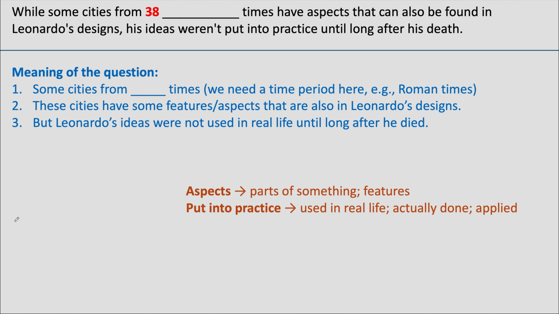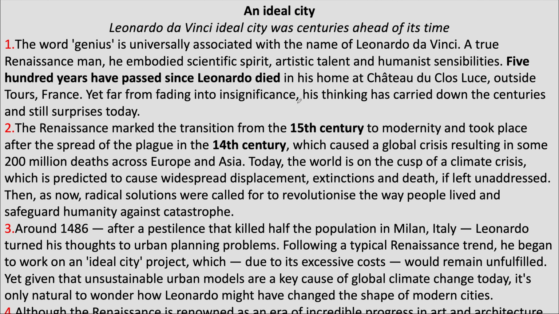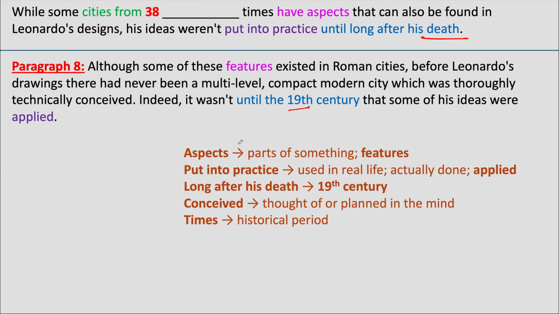The question says some cities from some period or time have features from Leonardo's design, but his ideas were used many years after he died. Some important things we need to find this answer. Death is not mentioned, but 19th century is mentioned. In the beginning of the passage, it is mentioned that he died 500 years ago, and 14th and 15th century are mentioned. So we know that the 19th century was many years after he died.